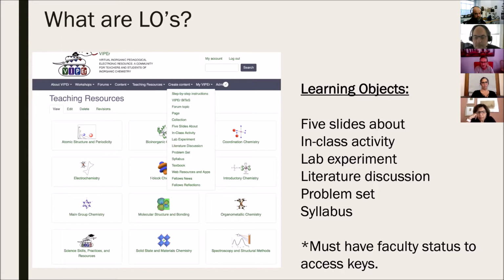Also, if you haven't done so already, in order to access keys for these learning objects, you have to have faculty status. So keep that in mind if you are rushing to find an LO for your class that's in 10 minutes.